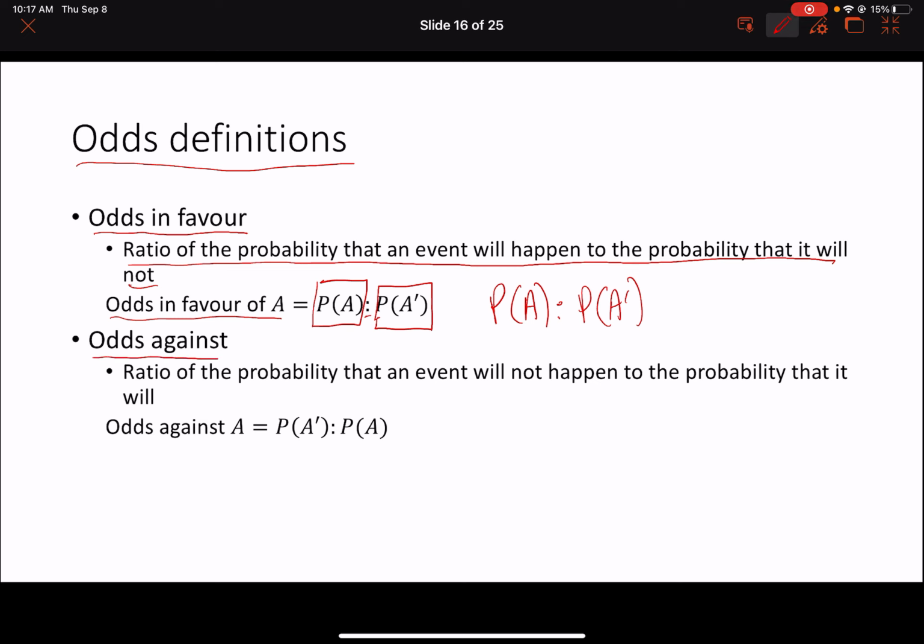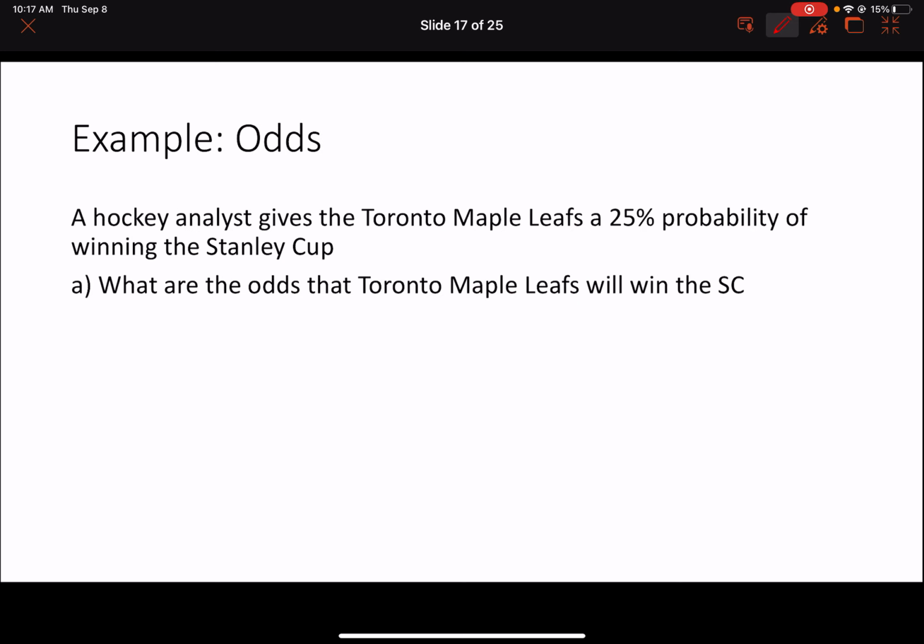And of course, the odds against something happening is the ratio of the probability that the event will not happen to the probability that it will, which is that right there. So odds in favor is just the reverse of odds against. So let's do some examples.